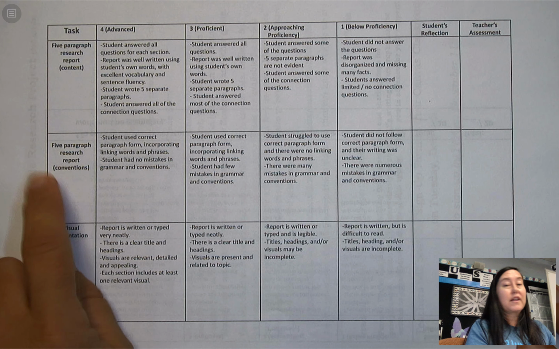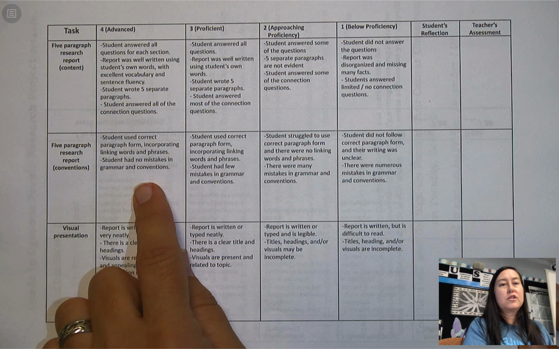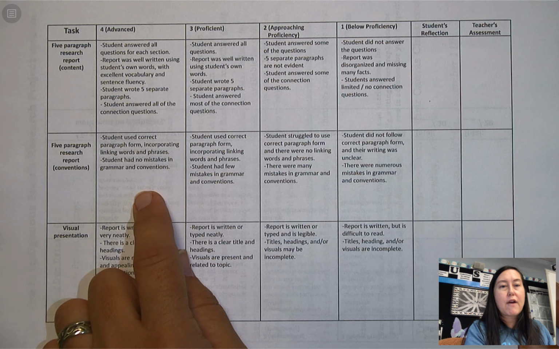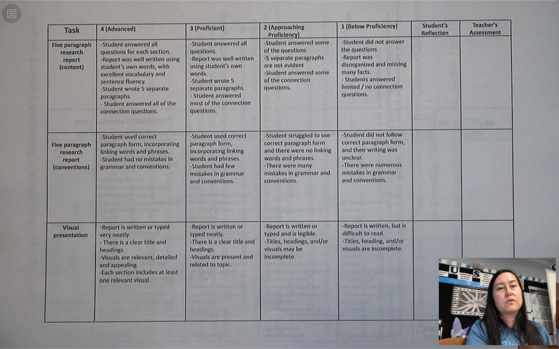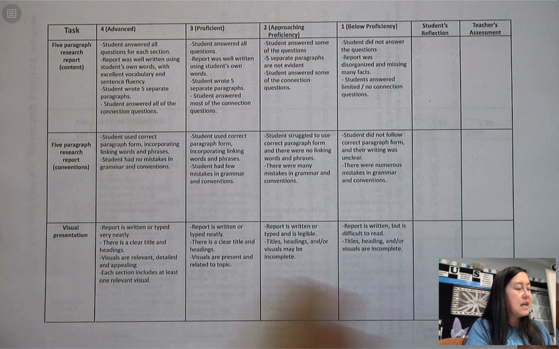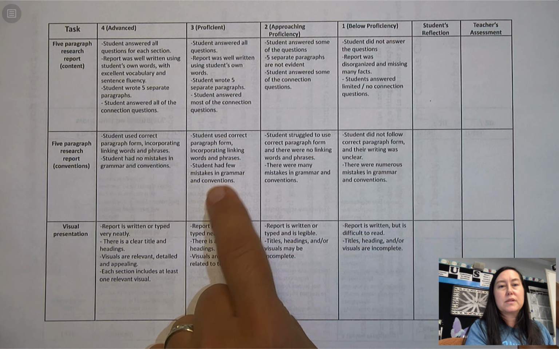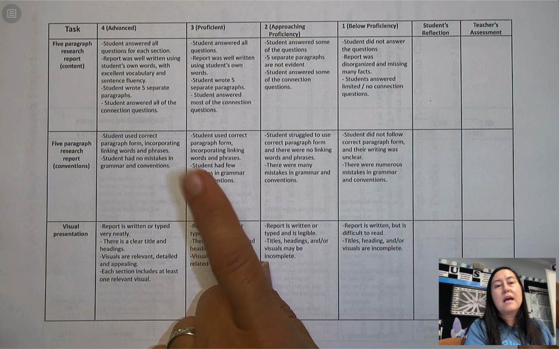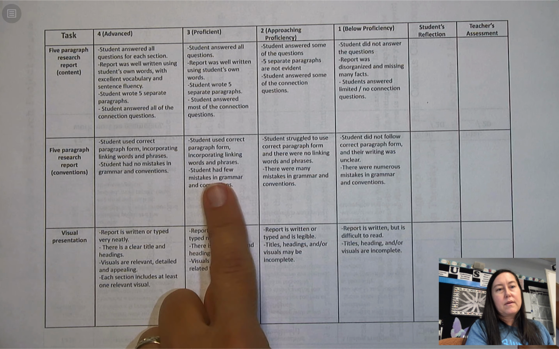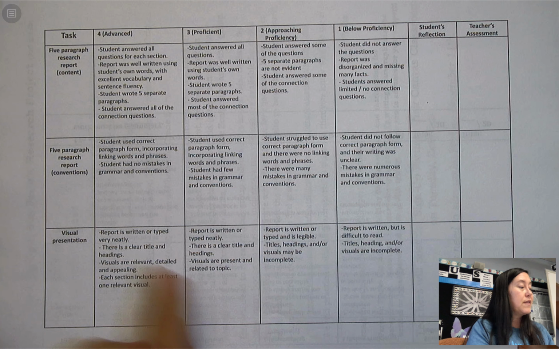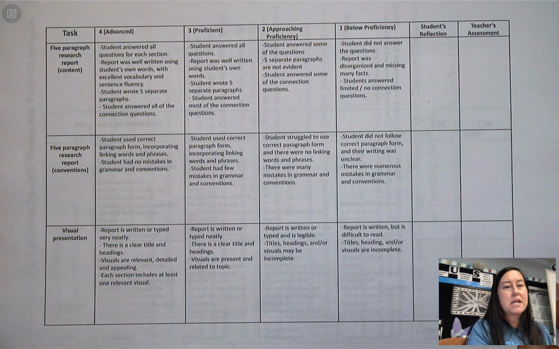5-paragraph research report, the conventions. So this is, did your student use the correct paragraph form, incorporating linking words, those transition words and phrases? Were there no mistakes in grammar or conventions? If there were some mistakes, it may be a 3. Okay, if they didn't really use those linking transition words, it may be a 3. So conventions, different than the ideas, than the content, the information.